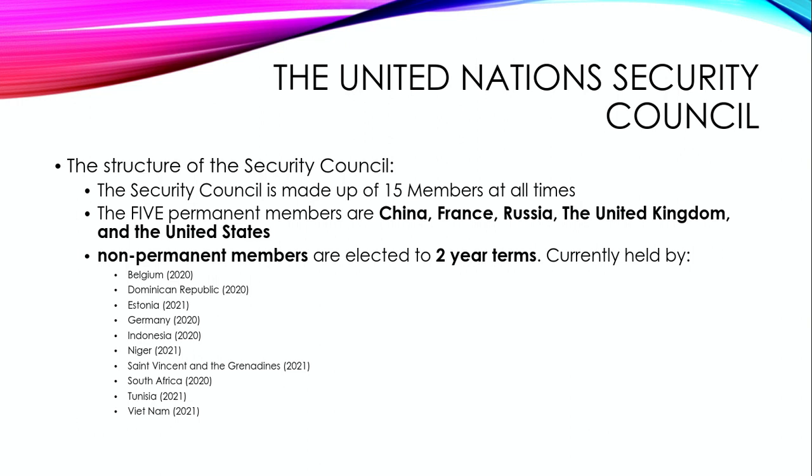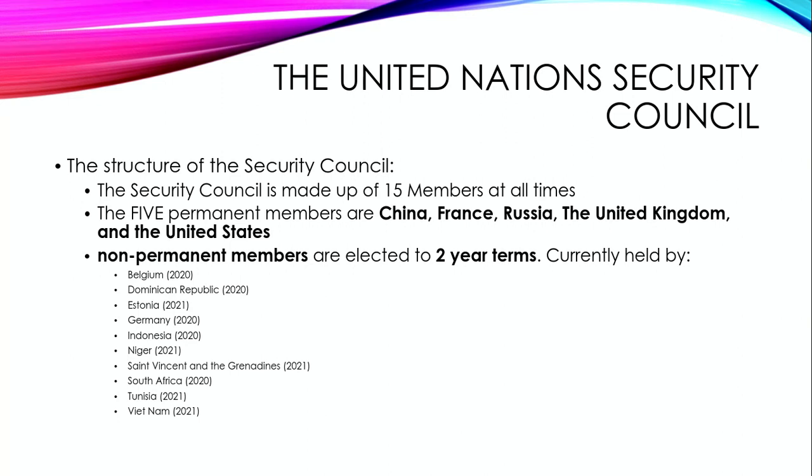So the Security Council is made up of 15 members at all times. There's 5 permanent and 10 non-permanent members. Let's look at the 5 permanent members first. So these have been the permanent members since 1945. China, France, Russia, the United Kingdom, and the United States.